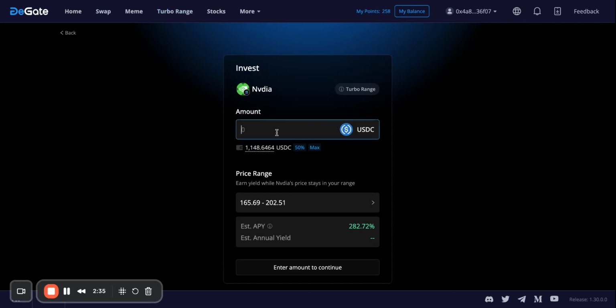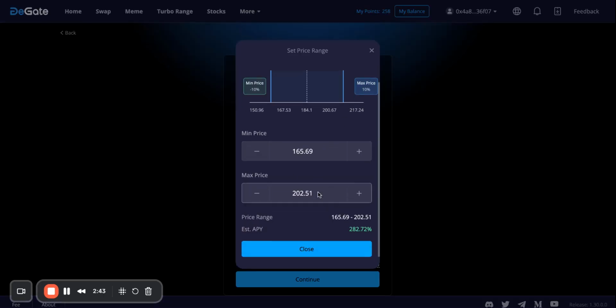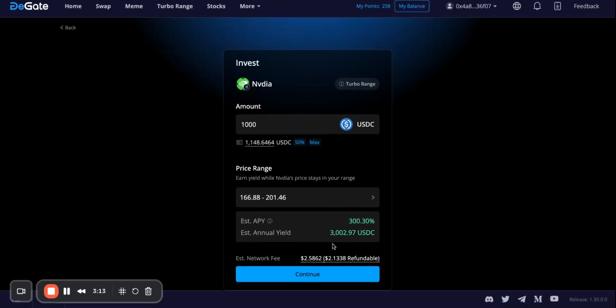Let's say I'm going to invest $1,000 into Nvidia, and the price range that they've suggested is looking good to me. We can set the different prices. For example, maybe I'll tighten the range a little bit to see whether I can get an even higher yield. But if you're starting out, you can try with the suggested range, or the range that you think Nvidia will fall in. Okay, so looking good.